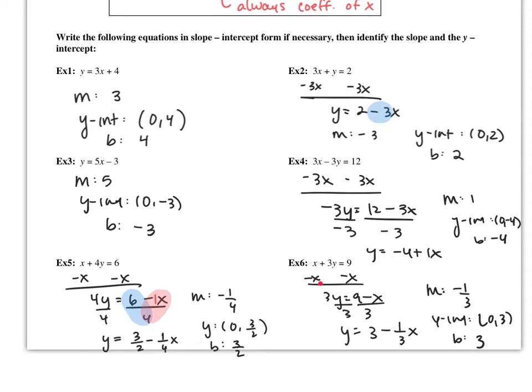And on example 6, to get y by itself, I subtracted x from both sides, then divided by 3. 9 divided by 3 was 3. And then remember there's really a 1 here, so this becomes minus 1/3 x. Slope of negative 1/3, y-intercept of (0, 3), and a b value of 3.